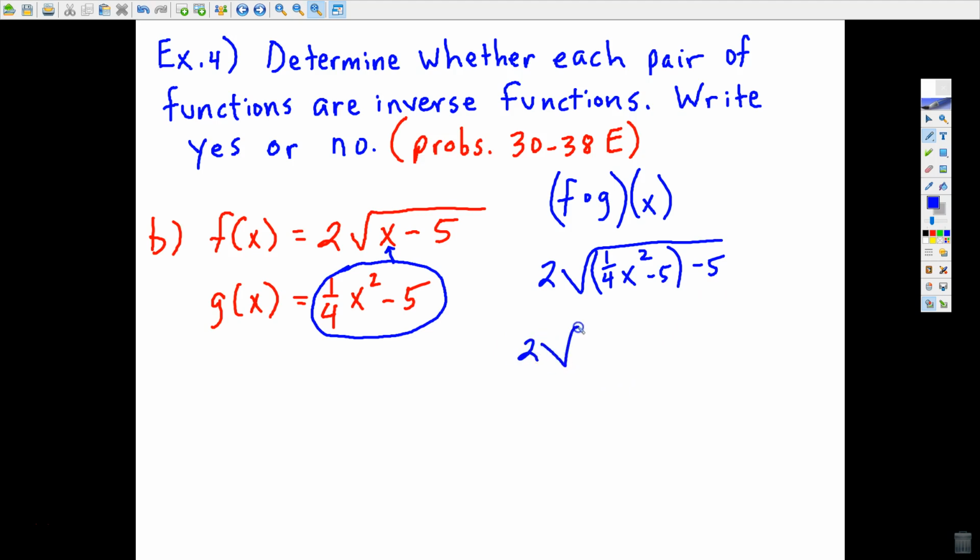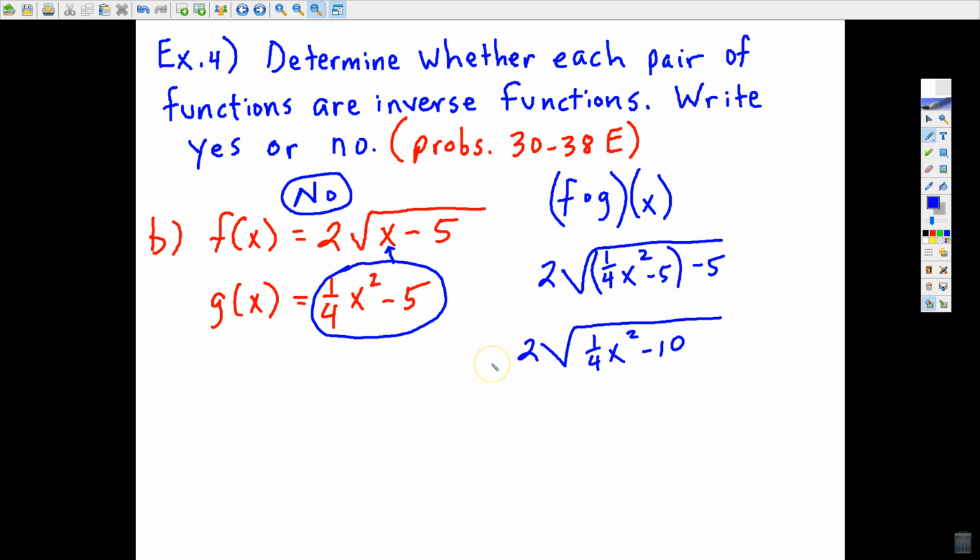Okay, I'll simplify as much as I can, but you're probably going to see pretty quickly that I'm not going to get x out of this. I mean, even if this did simplify, I'm going to be multiplying by 2. So the bottom line is that's as far as I can go. That does not equal x. So really there's no point in doing the other composite, because to be truly inverses of each other, I'm supposed to get x in both cases, f of g of x and also g of f of x. So my answer for letter B is going to be no. These are not inverses of each other.